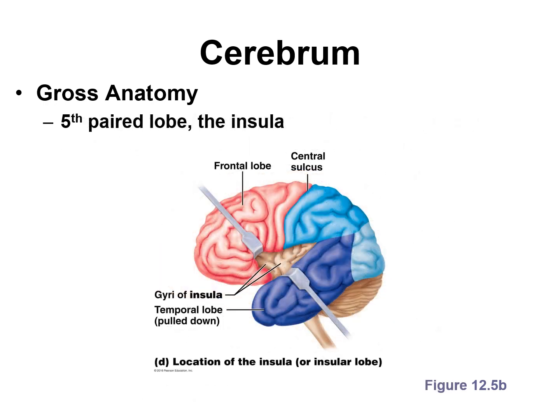In addition to those 4 lobes, there is a 5th paired lobe called the insula or insular lobe, and it is deep to, lying underneath, the temporal, parietal, and frontal lobes.